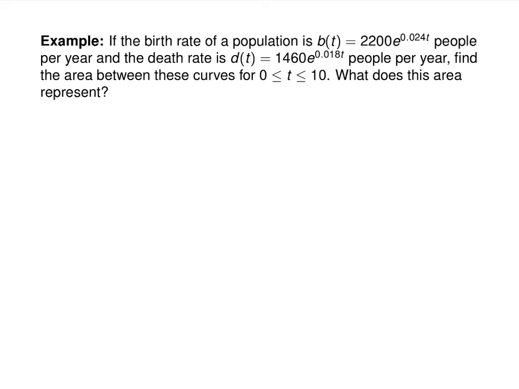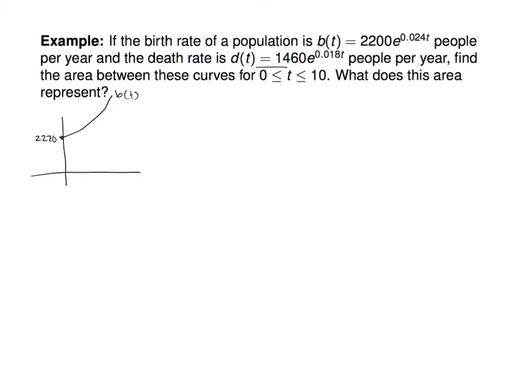Yes, exactly. All right, so here's another example. If the birth rate of a population is given by B of t equals 2,200 e to the -0.42 t, and the death rate is 1,460 e to the stuff, find the area between these curves. So when you plug in 0, which curve is above? B is higher, right? B is at about 2,200 when you plug in 0, and then it increases exponentially. That's B of t.